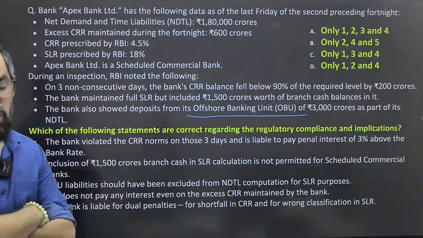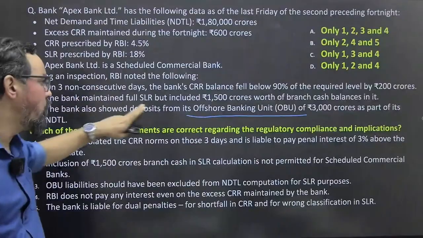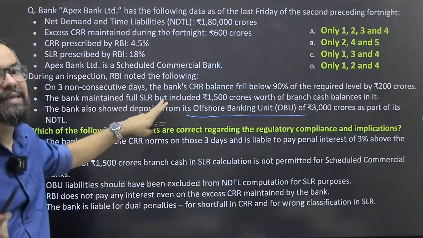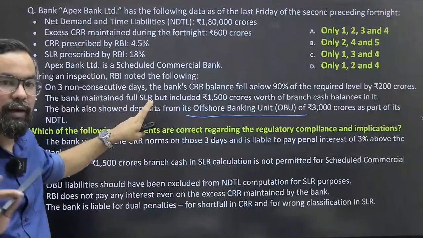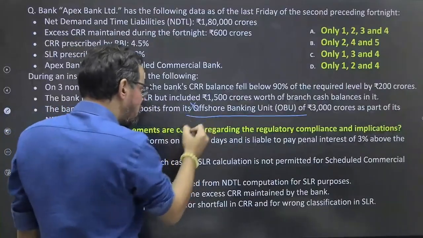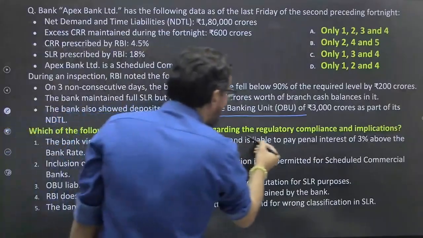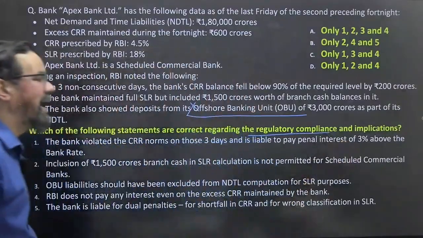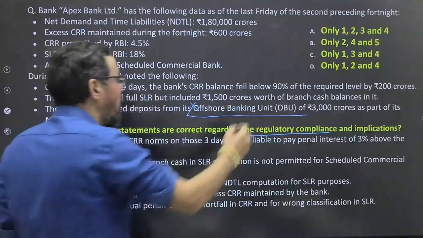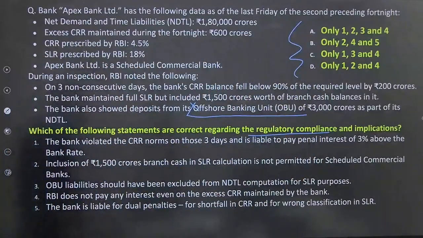Okay? So first of all, these entries will come. But these OBUs, basically, are not part of the DTL calculation while we are managing SLR and CRR. So you have to remove this one. Now we have the statements regarding the regulatory compliances and implications, and these are your options. So what will be your correct answer for this one?